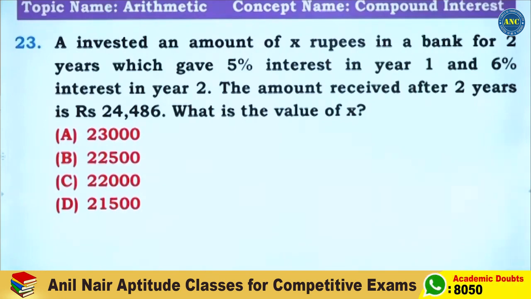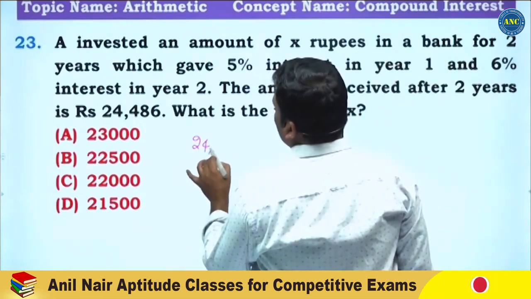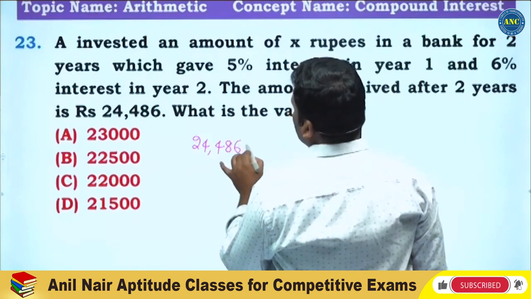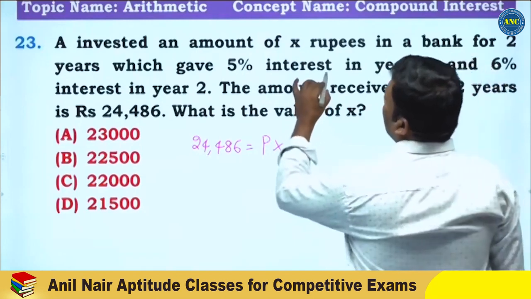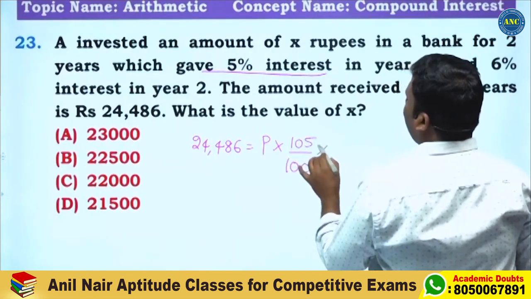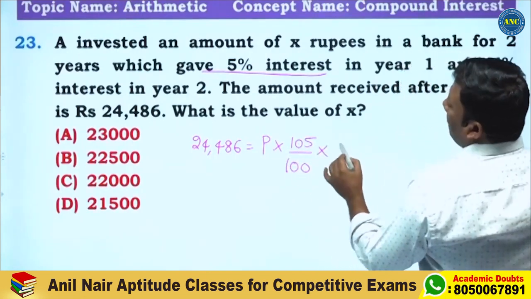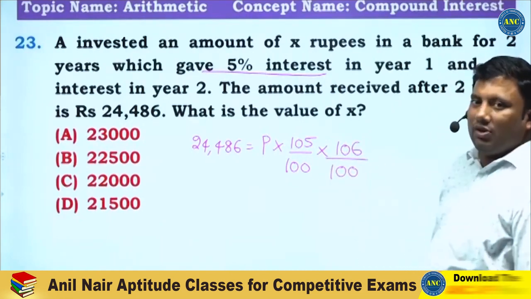A invested an amount of X rupees in a bank for 2 years. First year it is 5% and in second year it is 6%. Amount finally received is 24,486. Initially we don't know, it is P. 5% rate of interest on 100, after first year I will give 105. In second year, 6% rate of interest on 100, I will give 6 more.